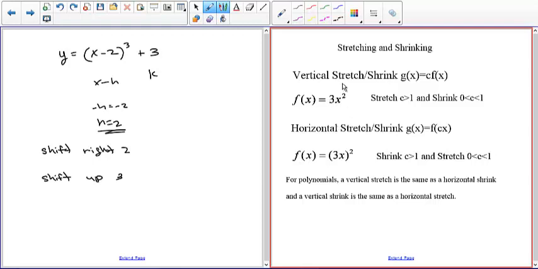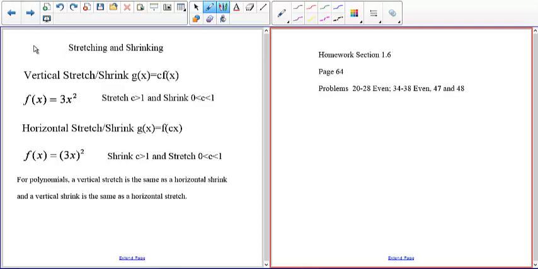So it's different though when you do it inside the parentheses. You actually shrink it in the x direction horizontally, which kind of, horizontally stretching means vertical shrinking to some extent. I mean, actually, did I say that right? Horizontal stretch is like a vertical shrink and the opposite. So, yeah, here it says for polynomials, a vertical stretch is the same as a horizontal shrink, and a vertical shrink is the same as a horizontal stretch. So, I didn't even talk about that. So let's talk about it.